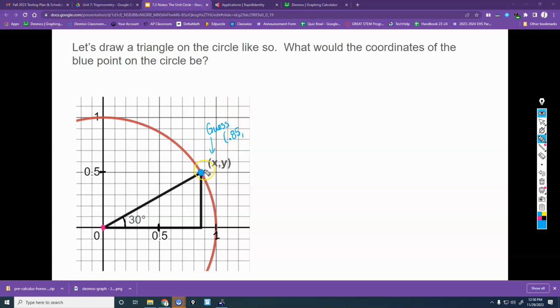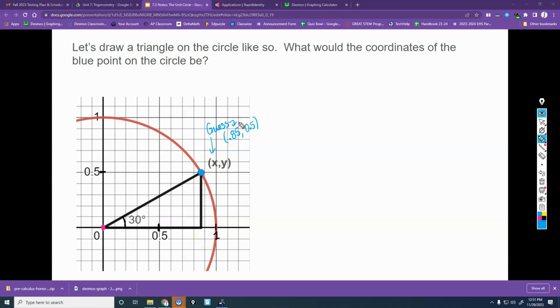And then what does it look like the y coordinate of that point is? It looks like it's 0.5. That one I feel a little more confident about. It looks like it is on the point. It might not be. We're going to figure out for sure if it is, but it looks a little better. This one I'm definitely sort of estimating on. So that's my guess for right now.